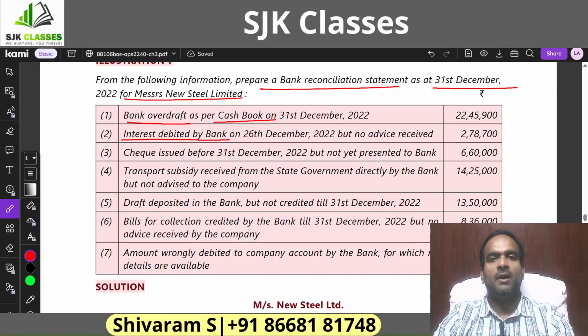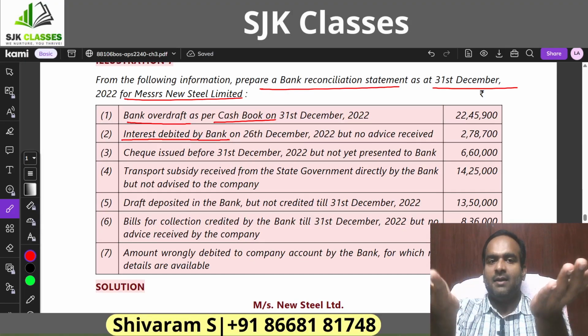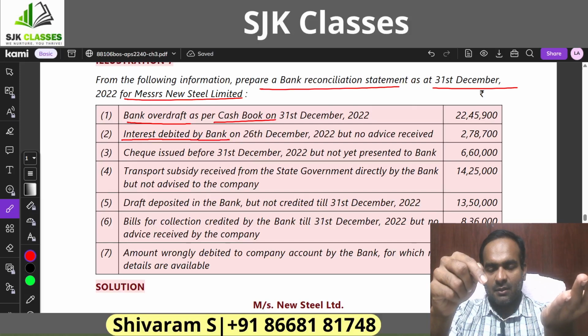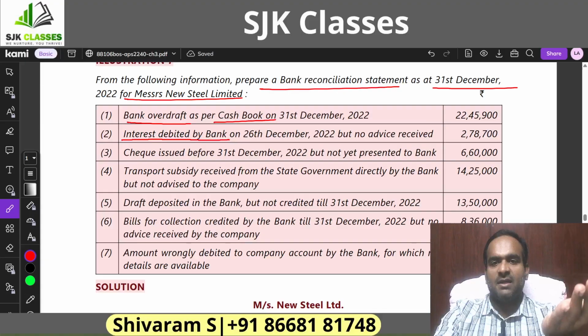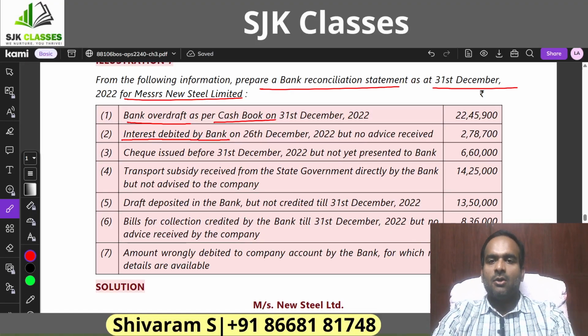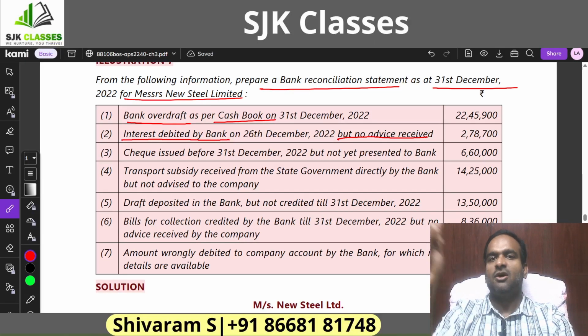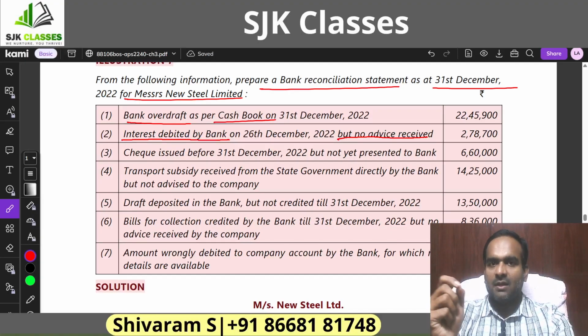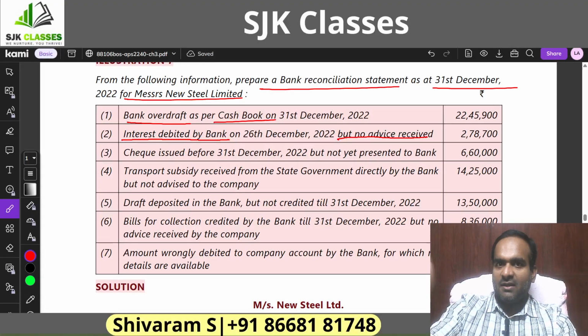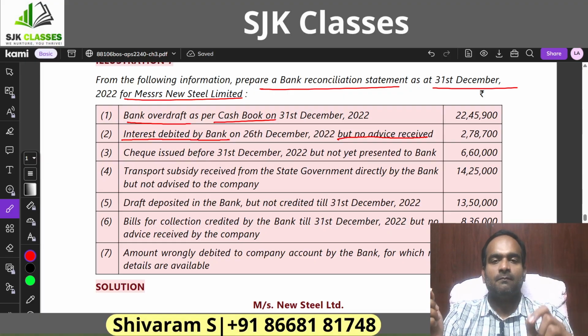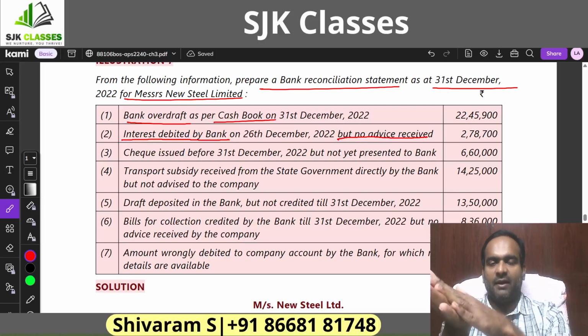Now let's go for the hand movement. Left hand is cash book, right hand is passbook. This transaction, interest debited by bank, is a case of payment, and the impact is there in the passbook. And what they are saying here is, no advice was received. What is the meaning of this? It means that I have not got any intimation about this charging of interest by the bank. Without getting the intimation, it means there is no entry in the cash book, because only when I get the intimation can I pass an entry in my cash book. So the amount has been captured in the passbook, right hand, and not in the cash book.